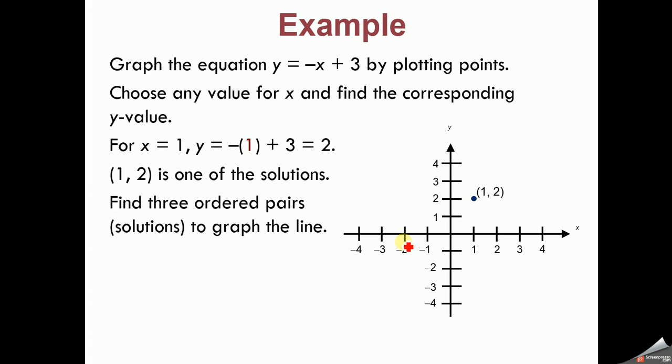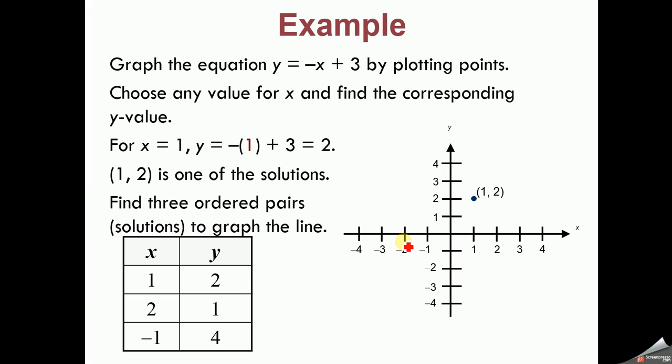Find three ordered pairs that are solutions to graph the line. 1 is not enough to graph a line. We're going to get 3. You can make a table, which is really good to do. We've got the (1, 2) already. If you put 2 in for x, you're going to come out with 1 for y. And if you put negative 1 in for x, you're going to come out with 4 for y. So the point (2, 1) is going to be there. The point (-1, 4) is going to be there. We use 3 so that we can be sure that all the points are going to line up. And they look like they are lining up.